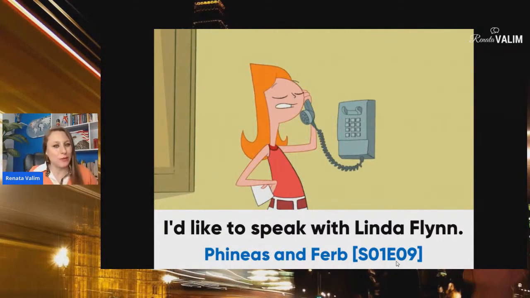Então, pode ser speak with, speak to. Nós não podemos nos alienar pensando que to é só para, porque aqui nós temos um exemplo de to como de e um exemplo de to como com, né? Eu gostaria de falar com. Então, a língua é muito versátil e nós temos que estar abertos a todo esse dinamismo, né, das línguas. Não é só o inglês que é assim. Todas as línguas são assim. I'd like to speak with Linda Flynn.